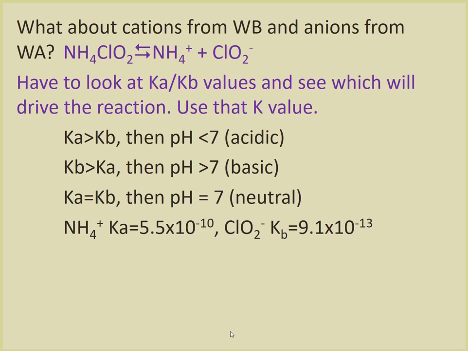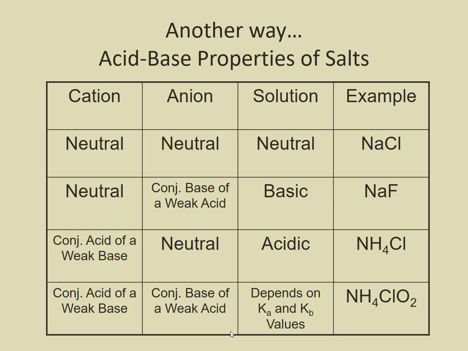So for example, if I had this above reaction, ammonium chlorite, my ammonium Ka is times 10 to the minus 10, and my chlorite Kb is times 10 to the minus 13. And so because this Ka is larger, this is going to be acidic. Here is just a table that kind of summarizes what we've been talking about with these salts.